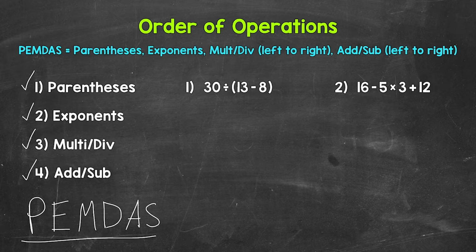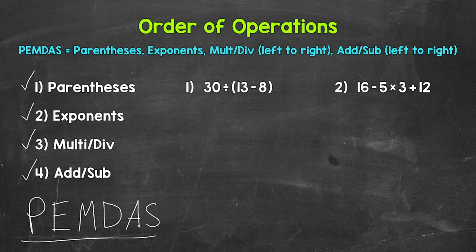Let's jump into our examples and see exactly how all of this works. Starting with number 1, where we have 30 divided by, and then in parentheses, 13 minus 8. So let's work through the order of operations. Do we have any parentheses in this expression? Yes, so we start there.